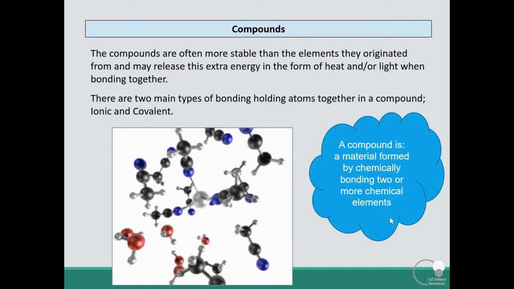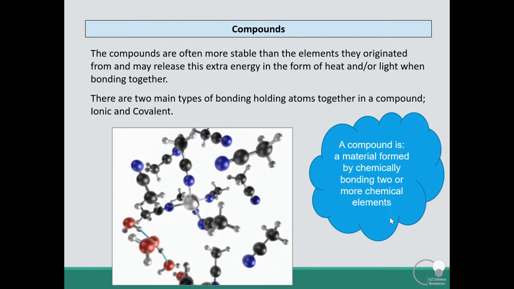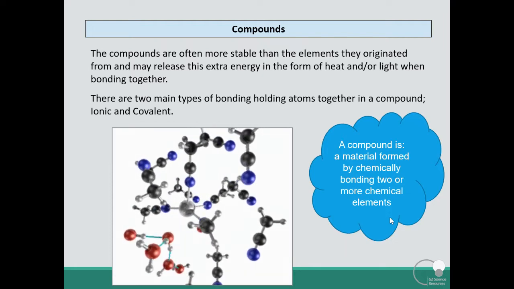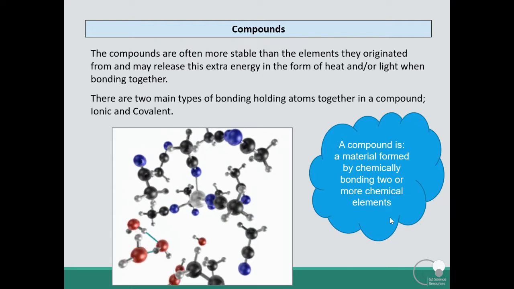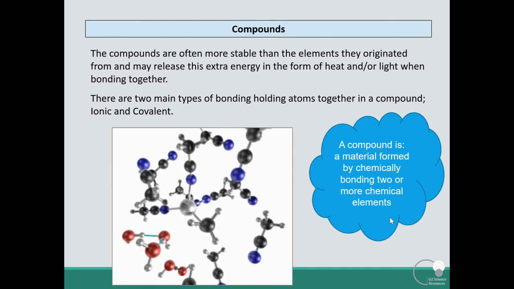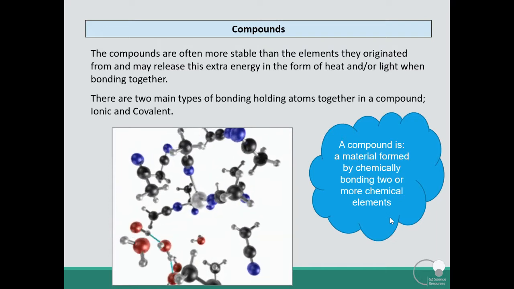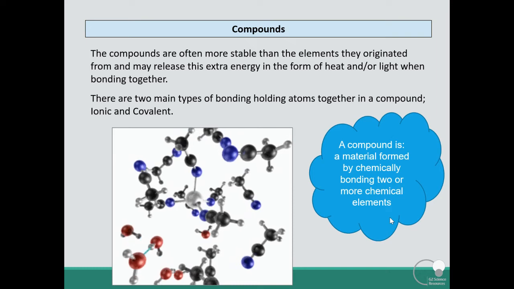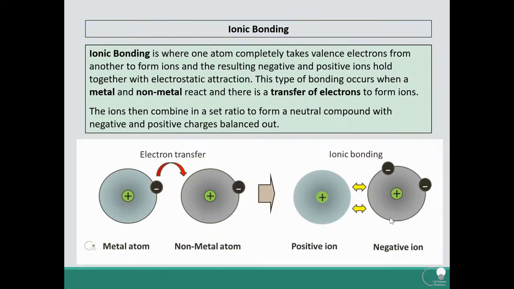Compounds are different to elements. They are often more stable than the elements they originated from. They may release this extra energy in the form of heat or light when bonding together. There are two main types of bonding holding atoms together in a compound: ionic bonding and covalent bonding. A compound is formed by chemically bonding two or more chemical elements. In this video, we're going to look just at ionic bonding in ionic compounds.